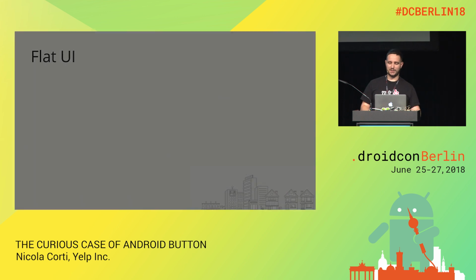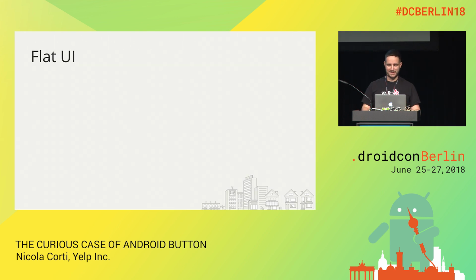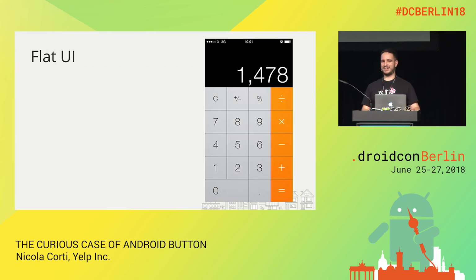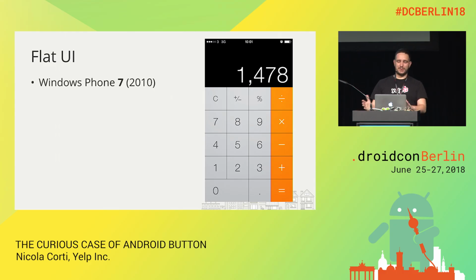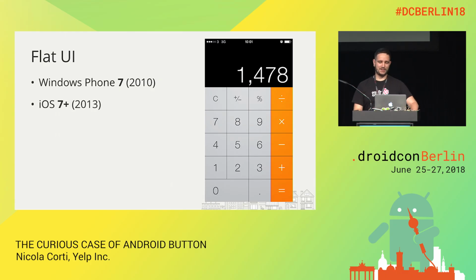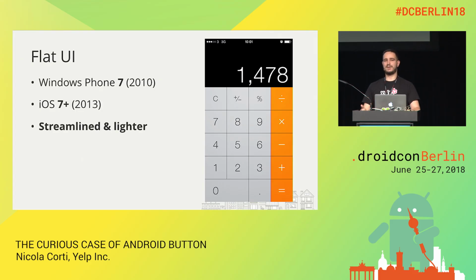That's why we ended up with what's called flat UI. And that's just the same calculator with a little bit of different UI. This principle was kicked off by Microsoft with Windows Phone 7 in 2010, and obviously also with iOS 7 in 2013. So what's the idea? The idea is to streamline the UI, make everything lighter. We just define flat colors, and we don't have static PNGs that we need to transfer over the network.